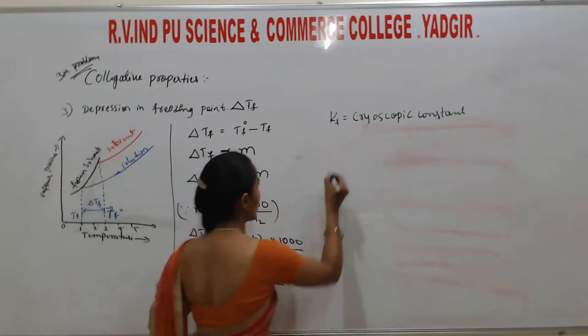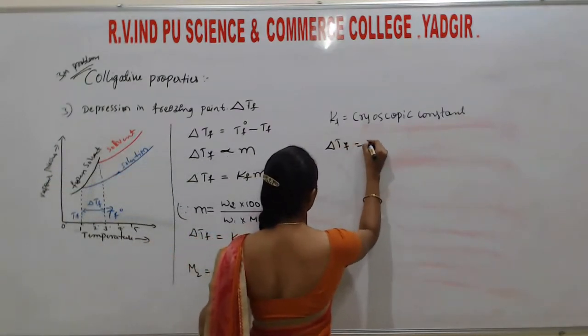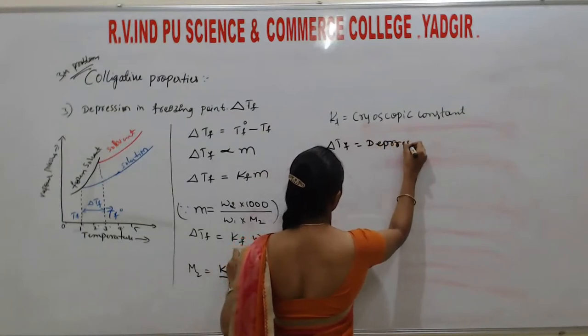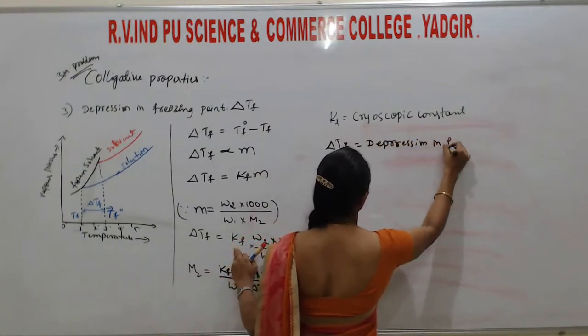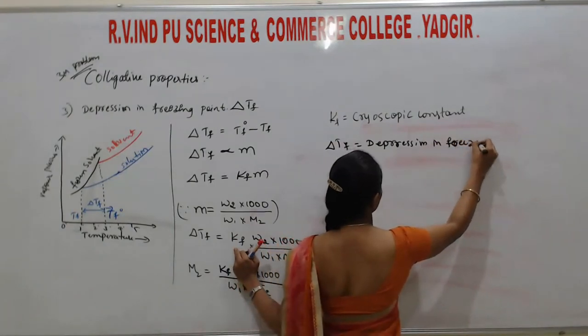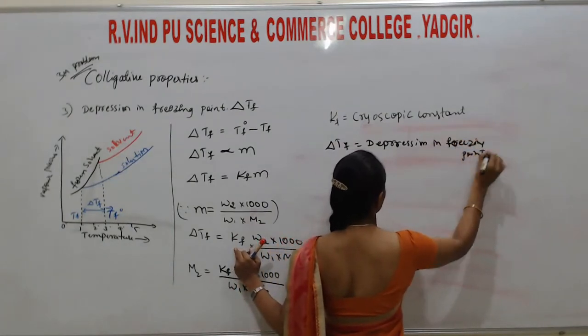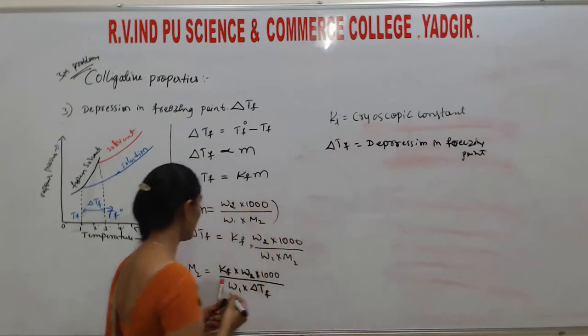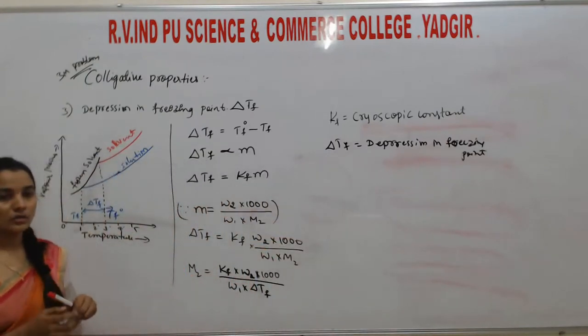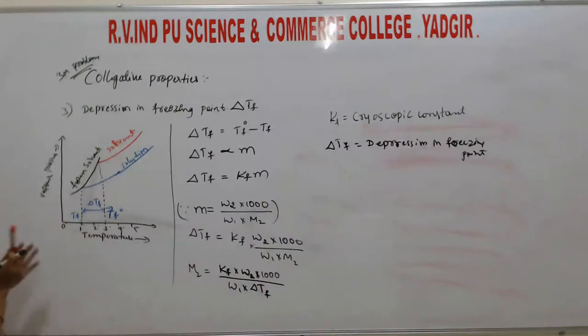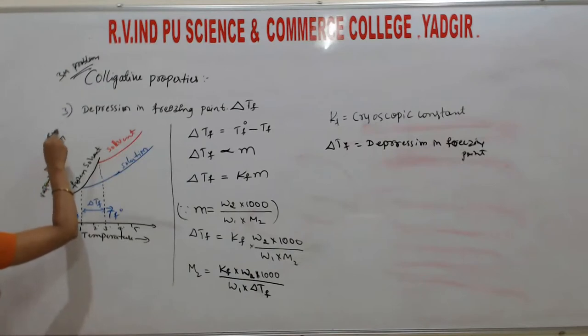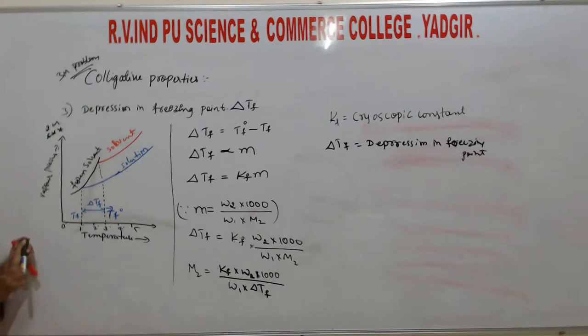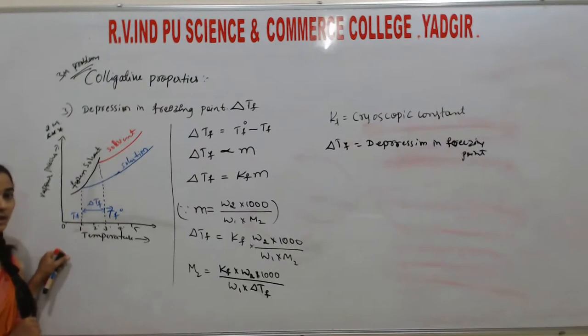So here this delta Tf means depression in freezing point. Okay, and this M2, W2, W1 you already know, so no need to write it again. So this is the equation for depression in freezing point. This graph is important for exams. Whatever graph comes in this chapter, students, that is very important for exams. You have to draw the graph which shows the depression in freezing point.